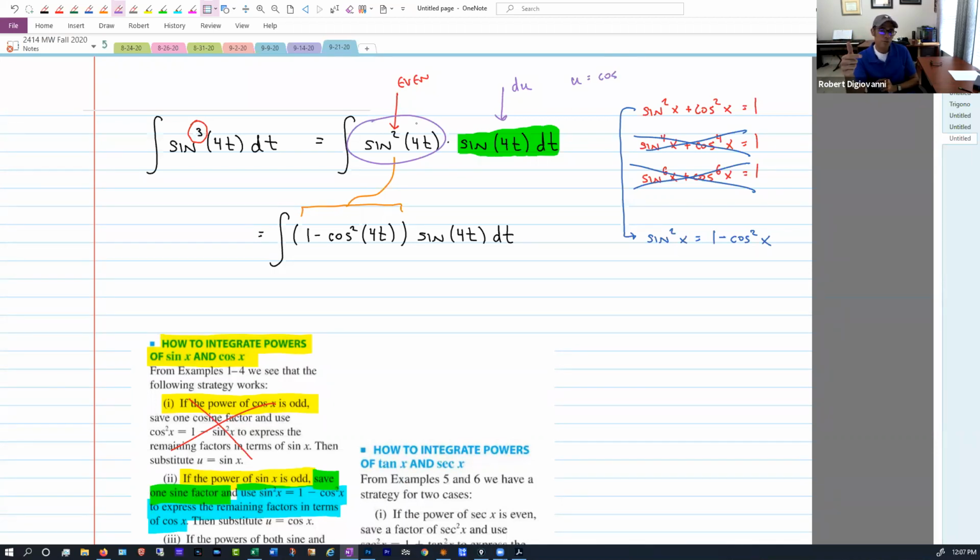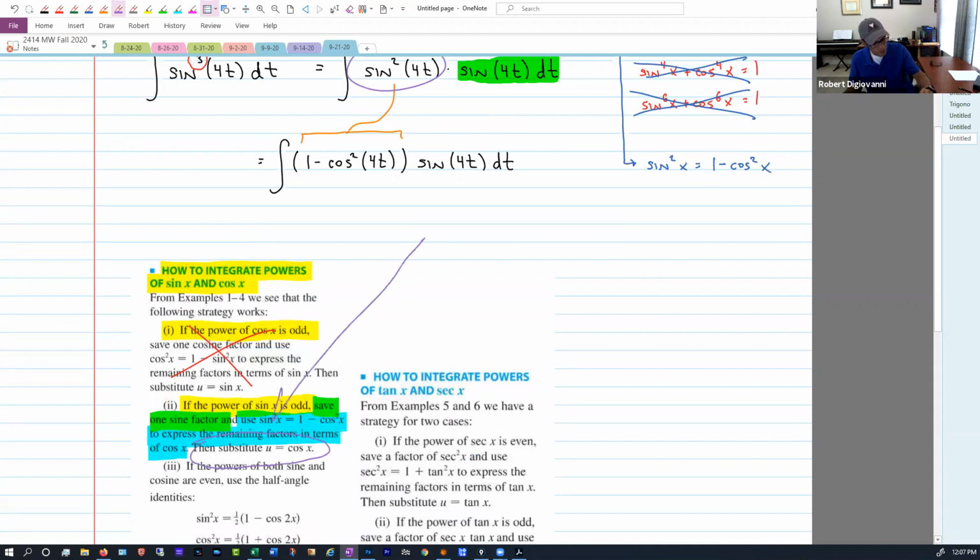Now, what you choose for your u is not up to you in this case. It has to be the cosine, because the derivative of that needs to be sitting off to the side, which is the sine part. So that's what this last step is here. Let me see, what color have I not used? This isn't going to show up. So let me see this last step here.